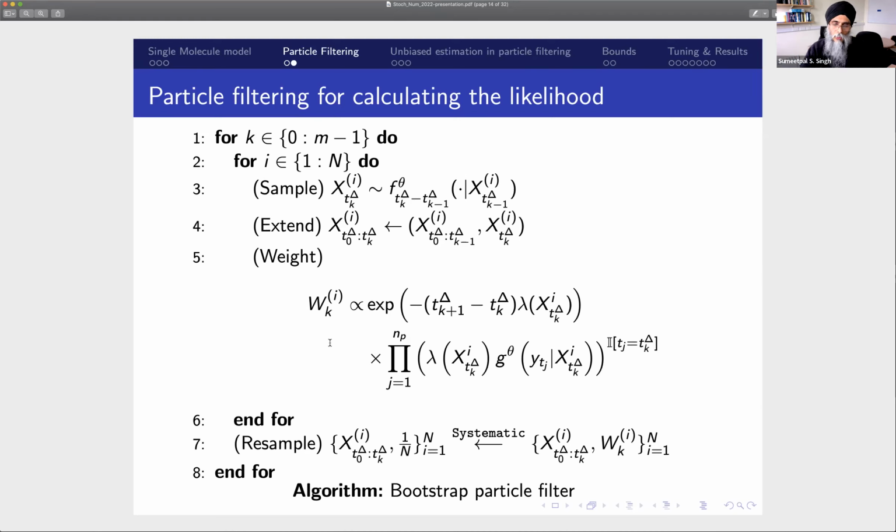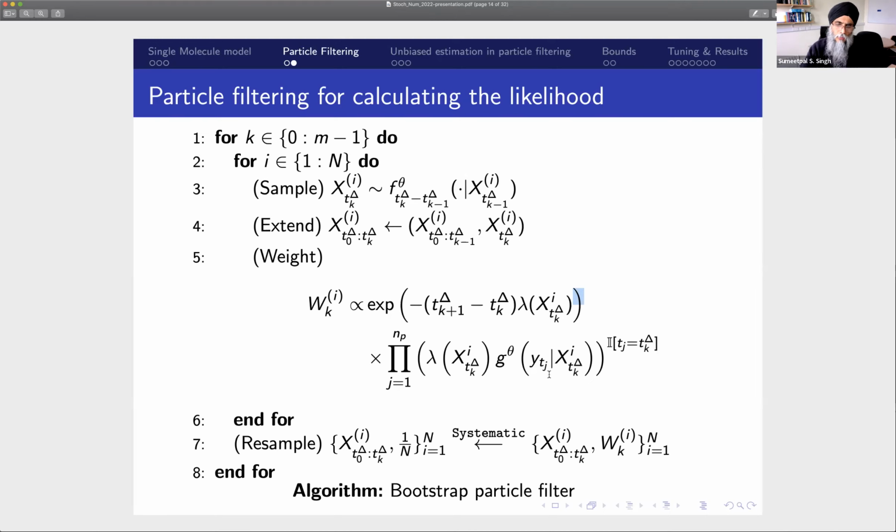So the weight is as follows. The source of the bias in the weight that you assign to each of the samples as you simulate them forward from time 0 to capital T arises because of this discretized approximation of the true path integral.